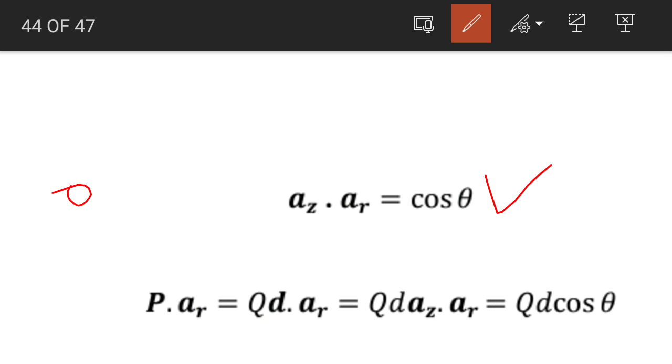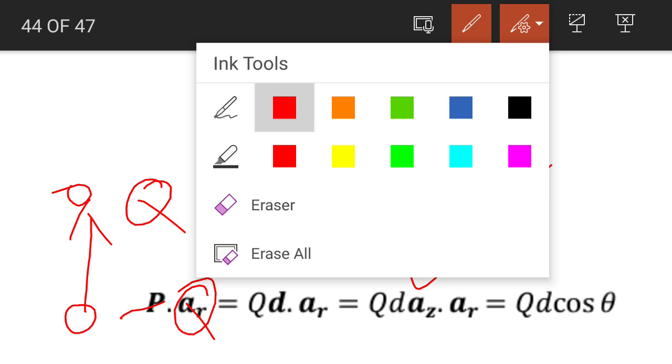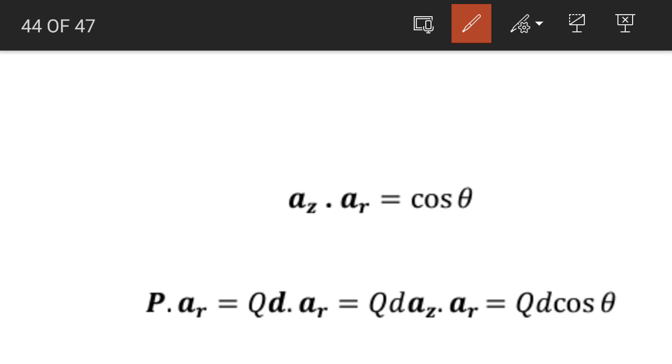Basically, we have two charged particles, one positive and the other negative. We consider the distance vector d, and vector d should extend from the negative charge towards the positive charge. So d is along the Z axis. So we have Q d a_z dot a_r, and we know that a_z dot a_r is cos theta. So P dot a_r will be equal to Q d cos theta.